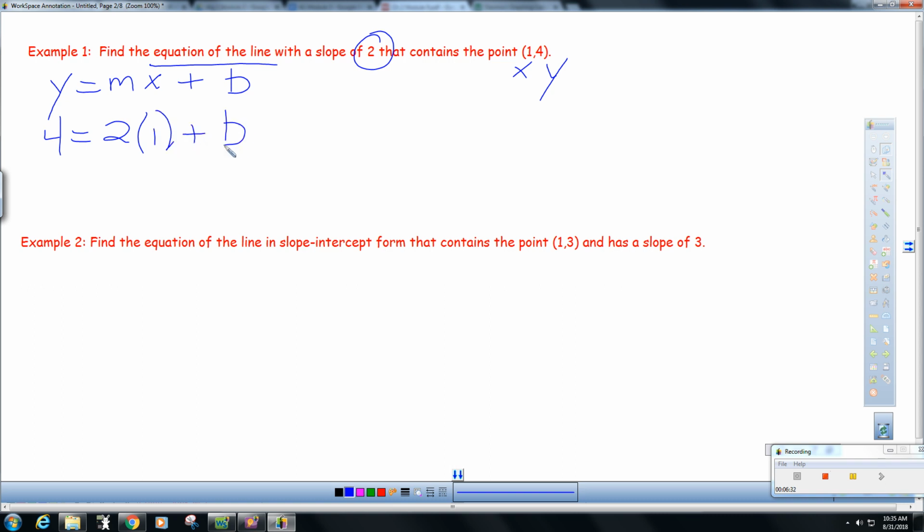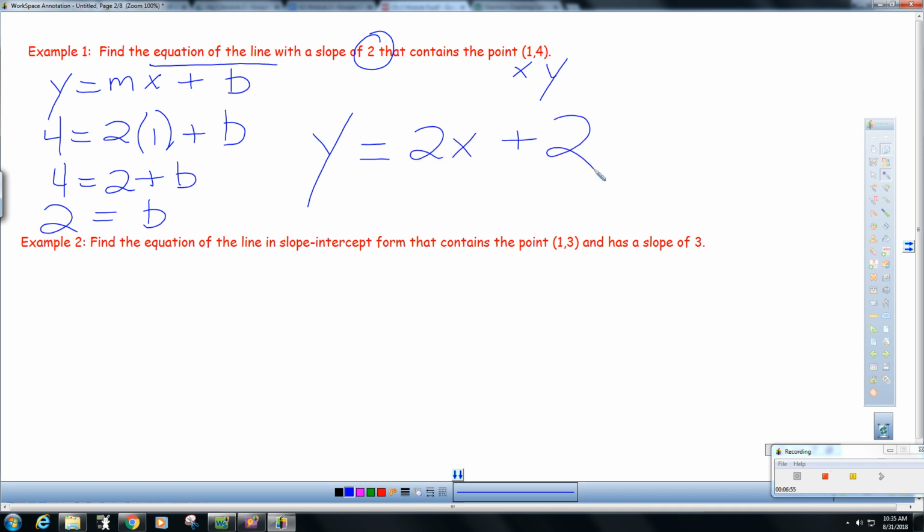Remember, we're trying to find m and b. We know m, we're trying to find b. 4 equals 2 plus b. Subtract 2 from both sides. b is 2. So this equation is y equals 2x plus 2. Let's test it. Put in a 1. 2 times 1 is 2. 2 plus 2 is 4. That point works. We did it right.